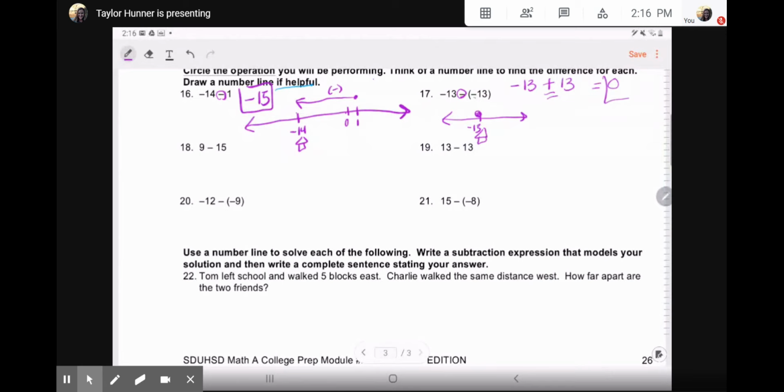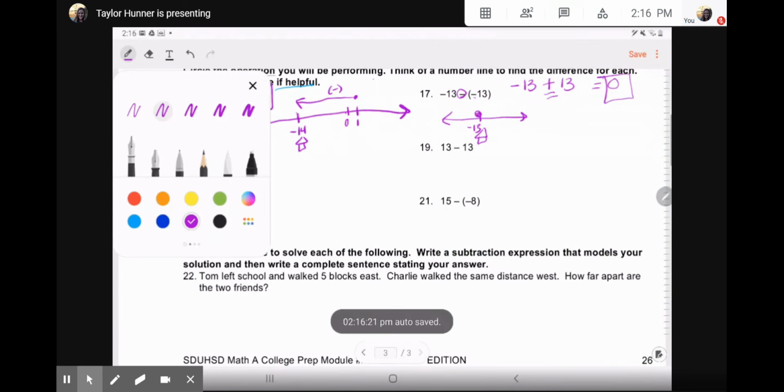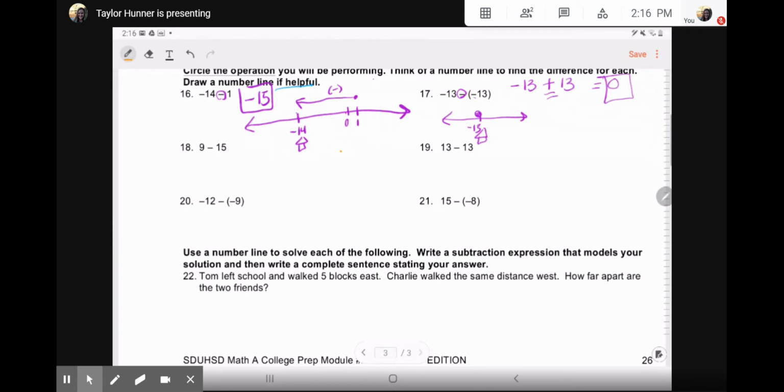Now 9 minus 15, I would like you guys to go ahead and try this one on your own. Okay, 9 minus 15. I have $9 and I end up spending $15. How much money do I owe pretty much? So this is going to end up as a negative number, and it's going to be a negative 6.